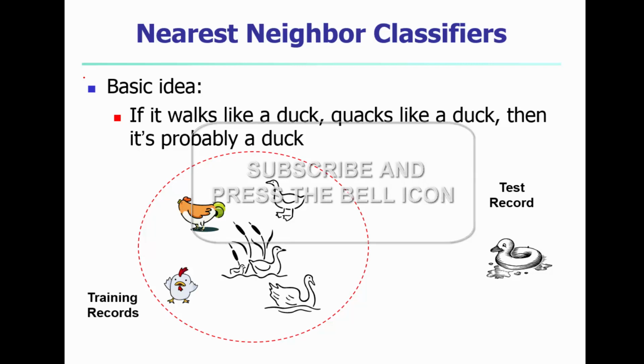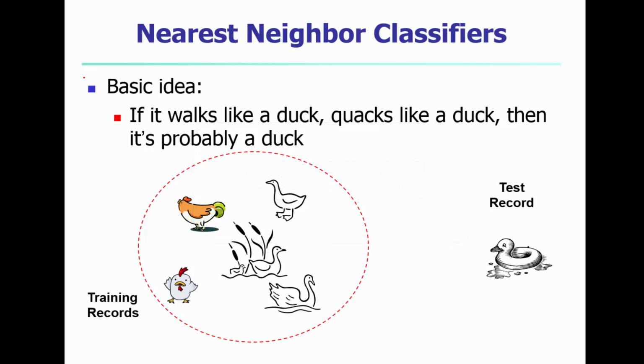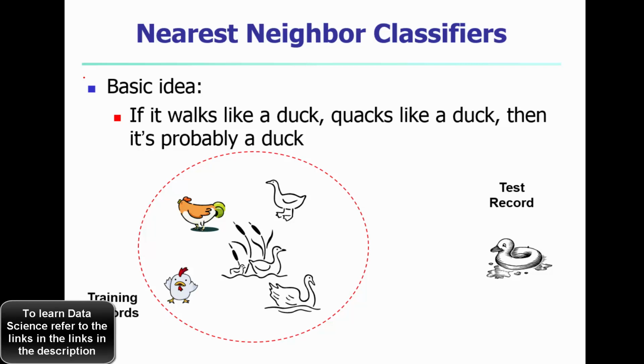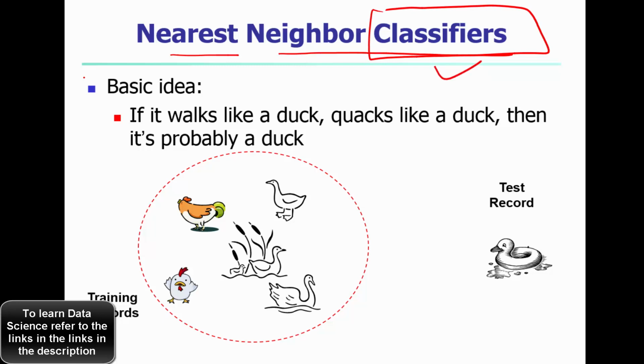Hi, in this video I'm going to discuss a very popular machine learning algorithm known as the nearest neighbor machine learning algorithm. It is a classification algorithm. It can also be used for regression problems, but we will see only the classification aspect of the nearest neighbor algorithm. So we call that nearest neighbor classifiers.